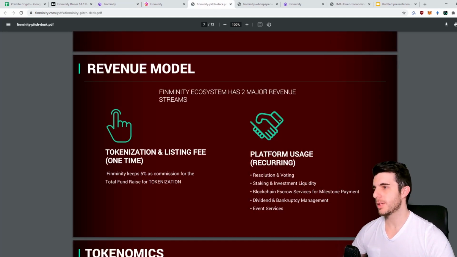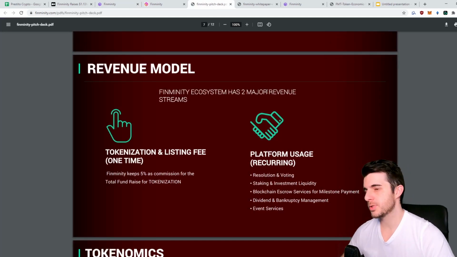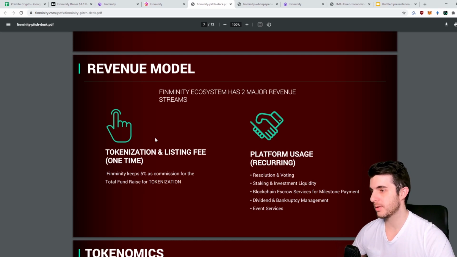So now let's have a look at their pitch deck in terms of their revenue model. So they say they've got two major revenue streams. One is from the tokenization and listing fee. So they take 5% of the total fundraise of the token as a commission for the tokenization. And then for platform usage, so resolution voting, staking and investment liquidity, blockchain escrow services and milestone payment, dividend and bankruptcy management, and event services.